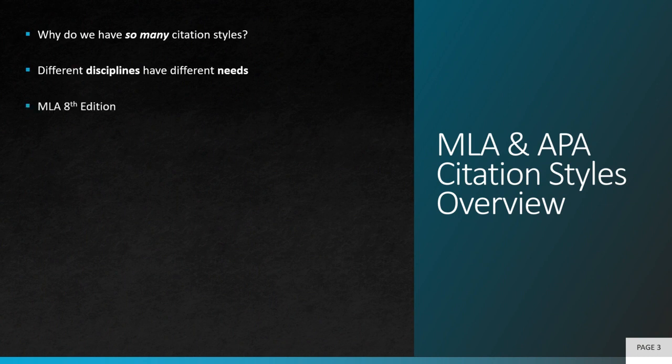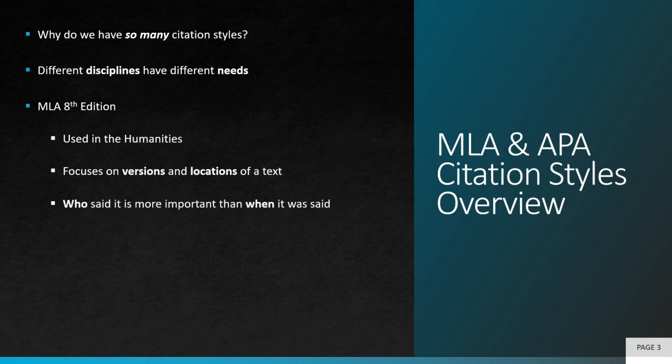MLA is currently on its 8th edition and is used primarily in the humanities. MLA focuses on the versions and the locations of a text. For example, what type of publication the text can be found in and the credibility of that publication. In MLA, who said it is more important than when it was said. MLA caters to authority over recency. This doesn't make recency unimportant, just not as important as authority.